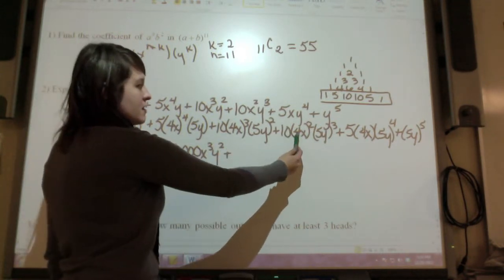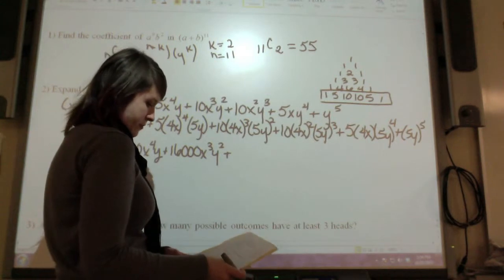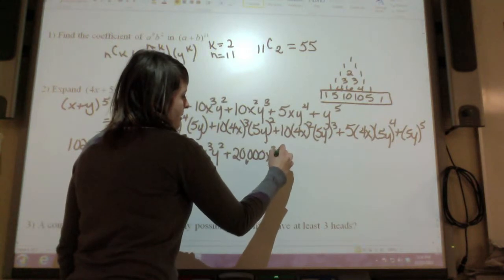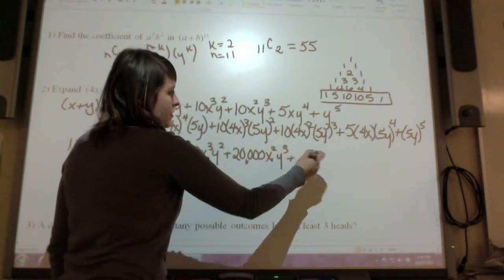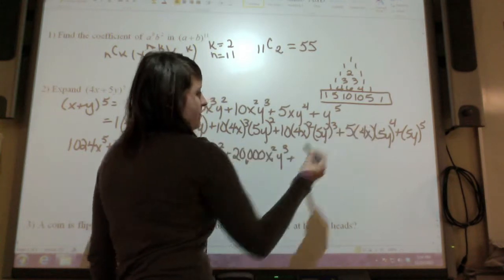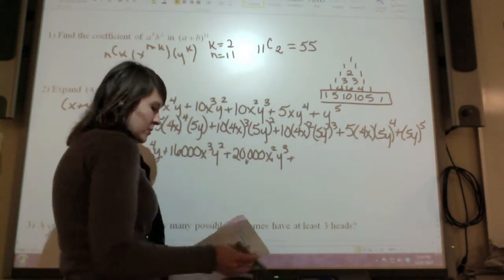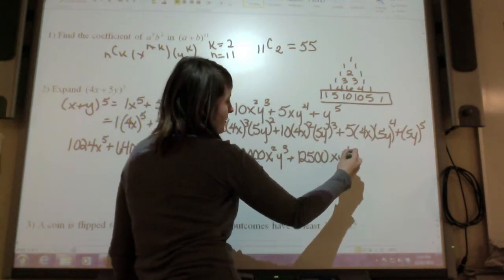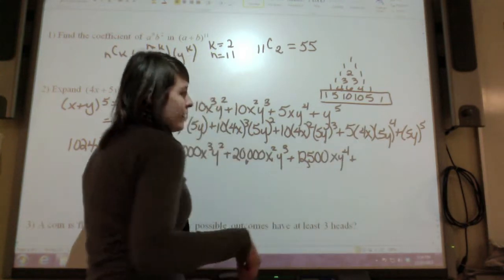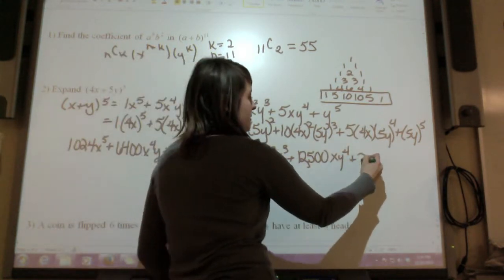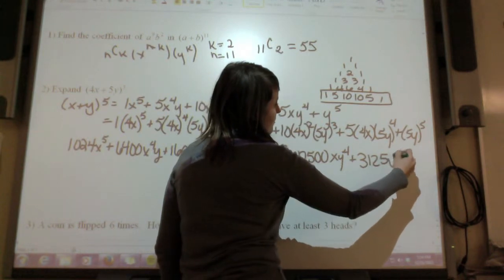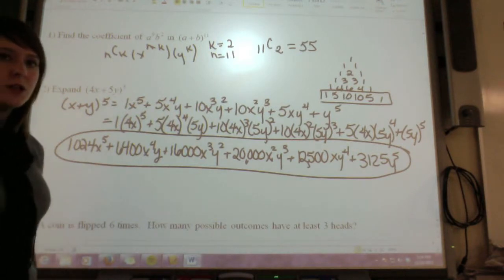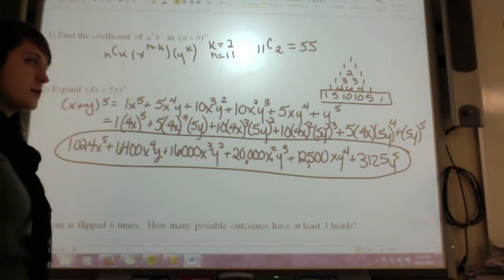Over here, I've got 10 times 4 squared times 5 cubed. All of those give me 20,000. And that's x squared y to the 3rd. Okay, over here, I've got 5 times 4 times 5 to the 4th. And that gives me 12,500. And that's x y to the 4th. And then I've got 5 to the 5th. That gives me 3,125 y to the 5th. So that is my expansion of 4x plus 5y to the 5th power.